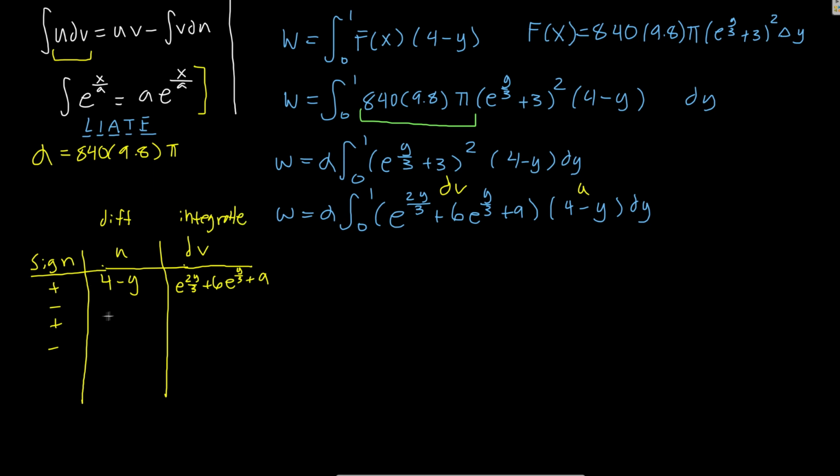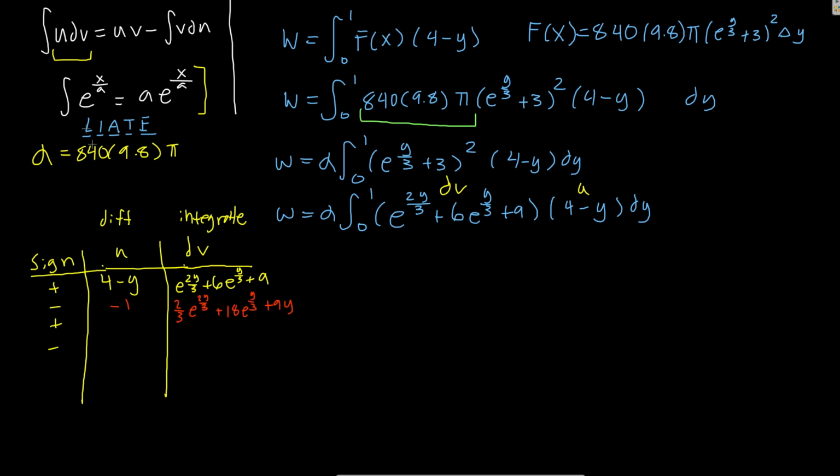So I'm going to do this in red. So the derivative of 4 minus y is negative 1. And if we integrate this, we should get 2/3 e to the 2y over 3 plus 18 e to the y over 3 plus 9y. So that 18 came from 3 times 6, and this 2/3 was multiplied to the outside, following this rule again.